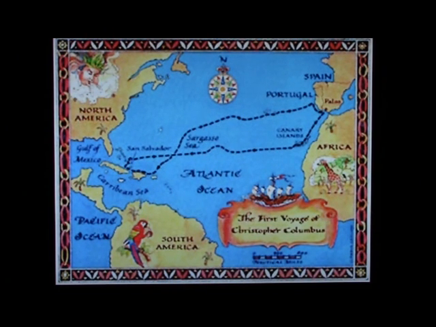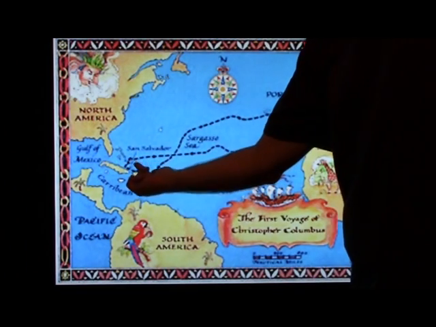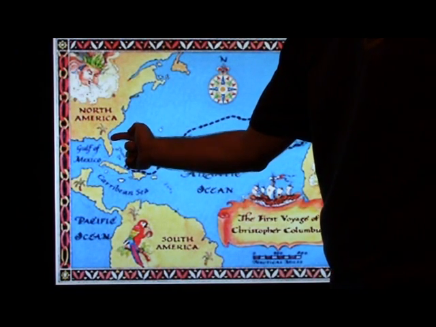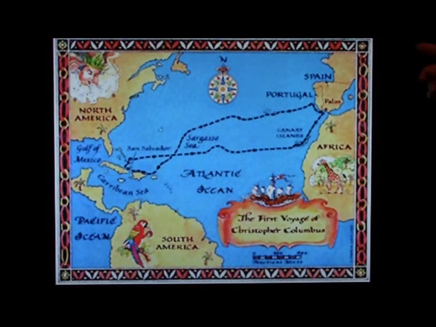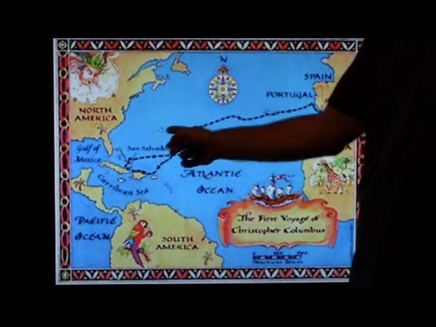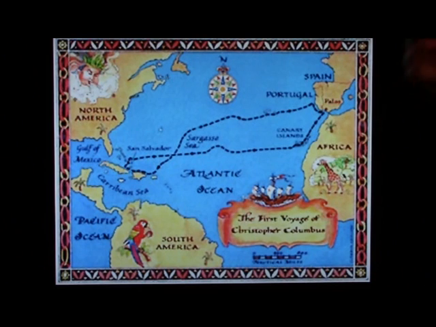Now, eventually, the Spaniards did go north and discover North America when they landed on the east coast of Florida, but that didn't occur until 21 years after Columbus's initial voyage, which was 7 years after Columbus had already died.